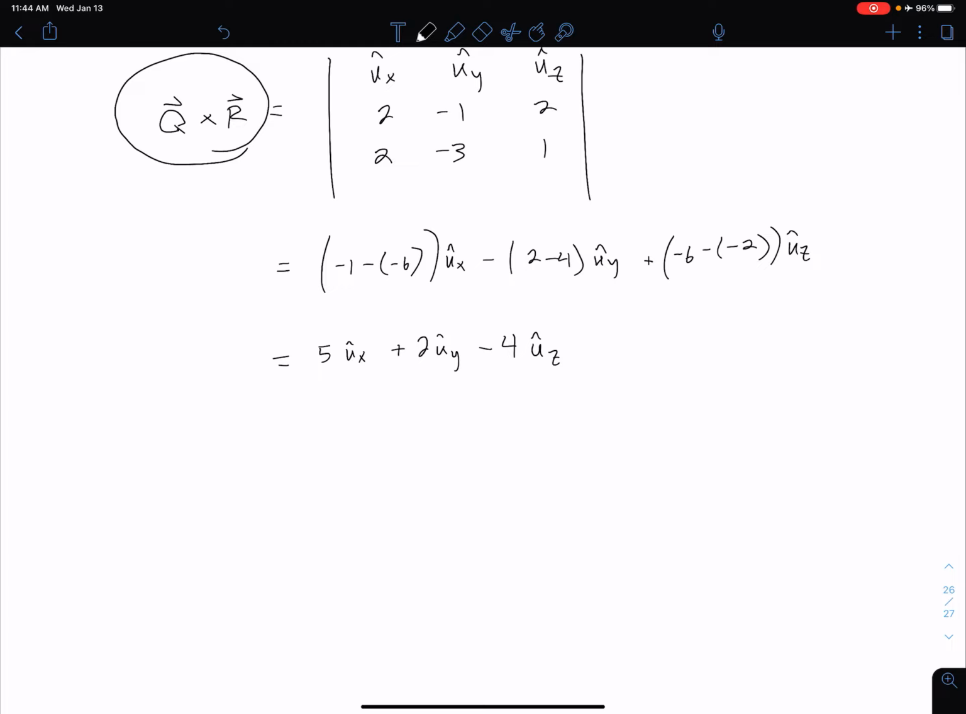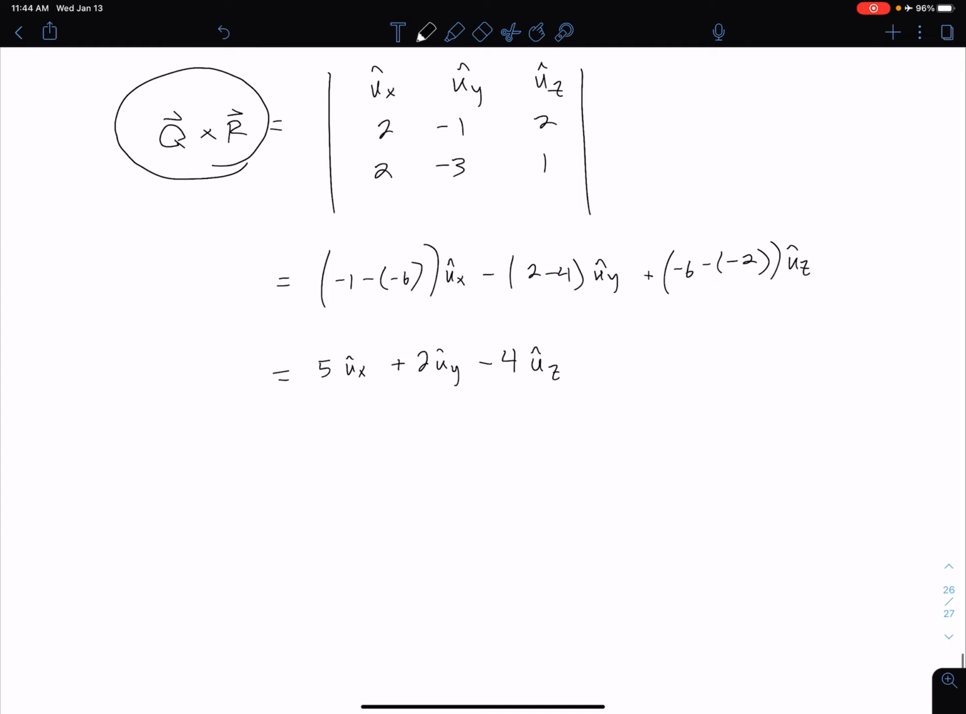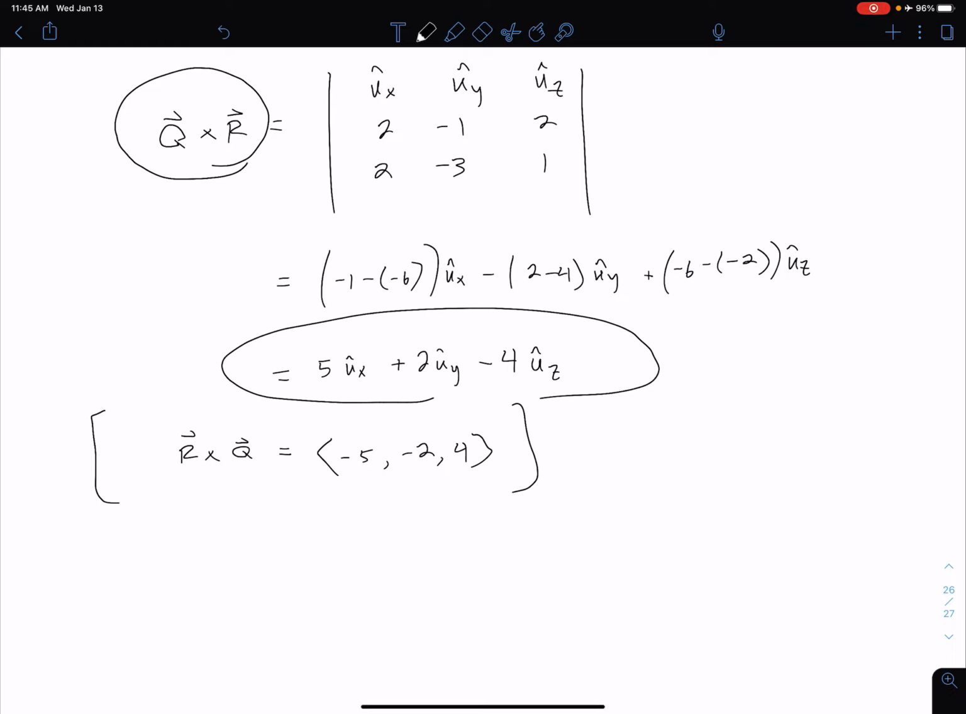One thing to note real quick before we do that, again, we said that r cross q is just the negative of q cross r. So if we wanted to, let me put down here as a note, r cross q we could say is equal to negative 5, negative 2, plus 4. And we could use that if we want as well. But let's stick with q cross r for now.